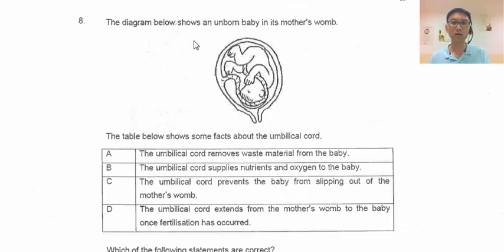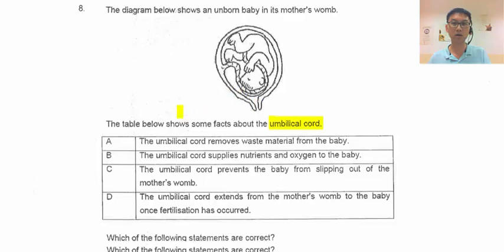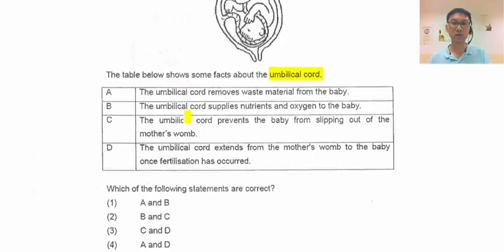Now question 8, this picture shows an unborn baby in its mother's womb. Okay, the table shows some facts about the umbilical cord. So we are talking about the umbilical cord here. Now which of the following statements are correct? Okay, so we are looking for statements that are correct. Now let's look at each statement carefully.